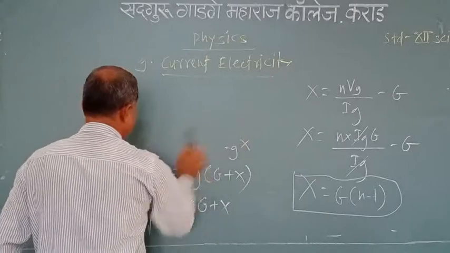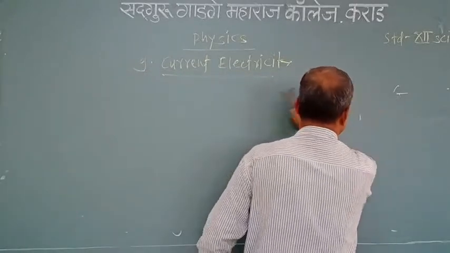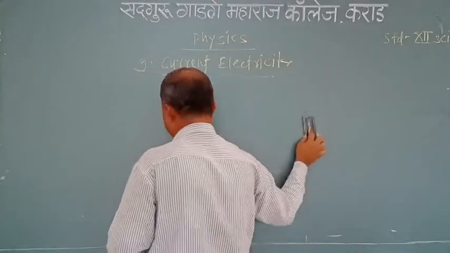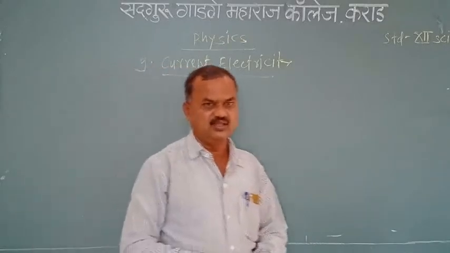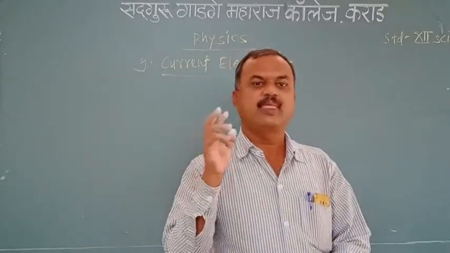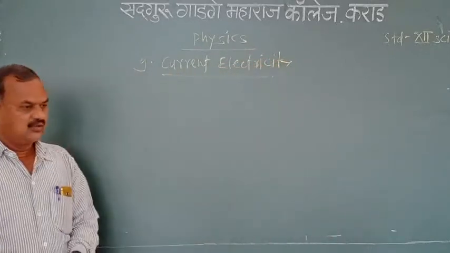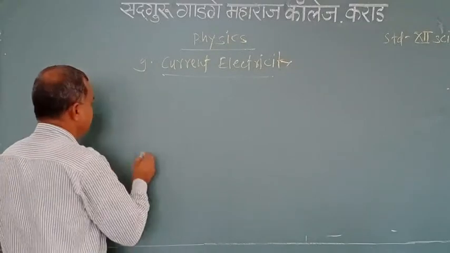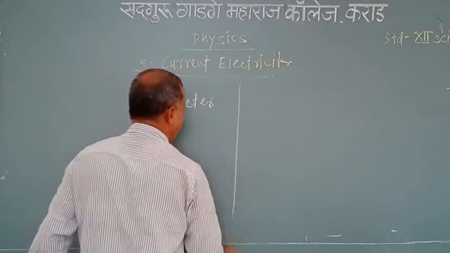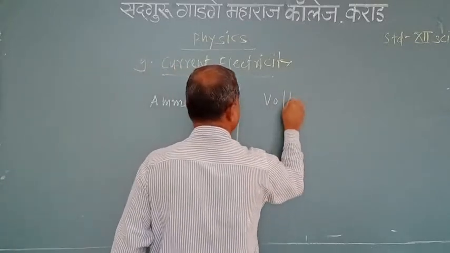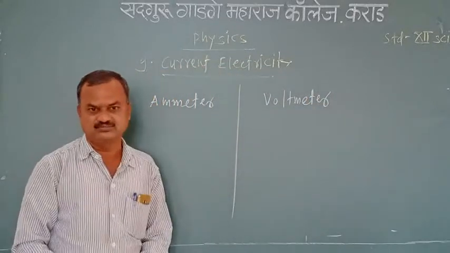This is about the use of the galvanometer as an ammeter as well as a voltmeter. A question in the board exam may be asked like this: how will you convert a moving coil galvanometer into an ammeter as well as a voltmeter? Then the next point is the comparison of ammeter and voltmeter. We have to compare these two instruments, two meters, one ammeter and second voltmeter.